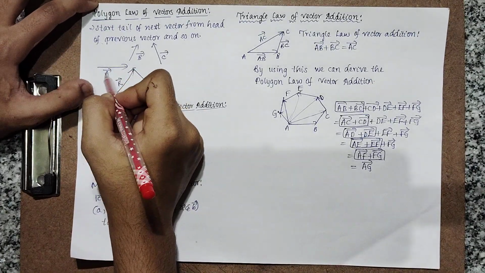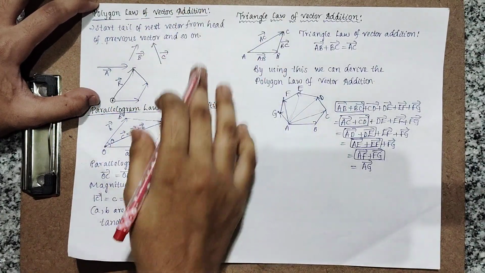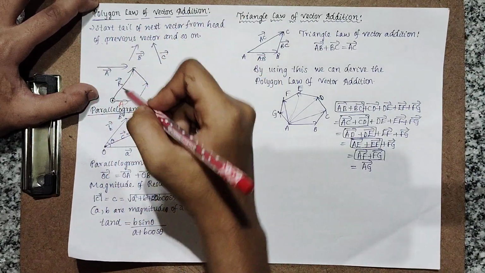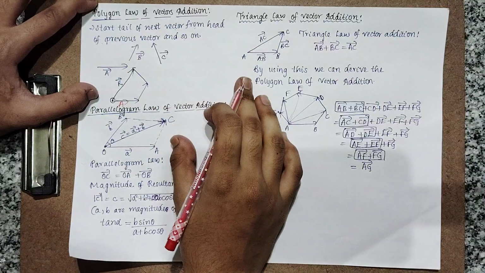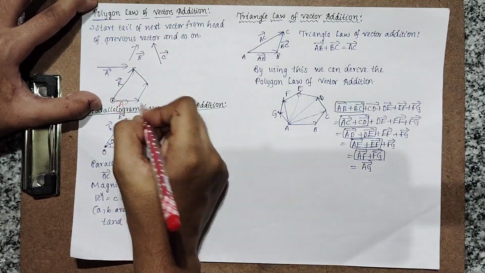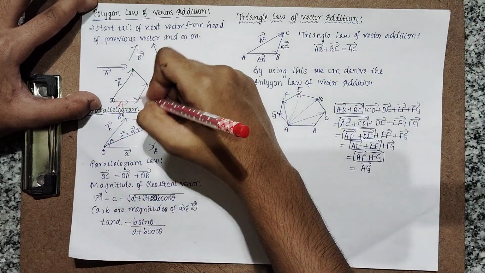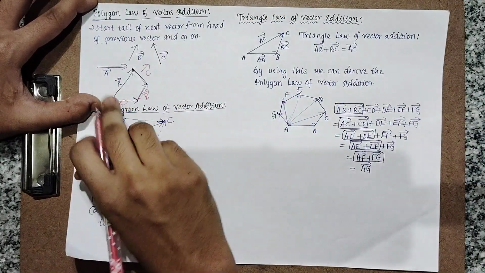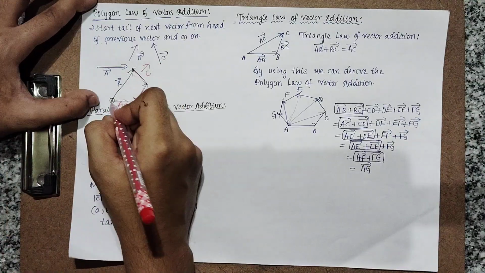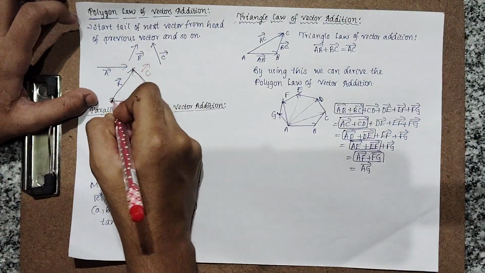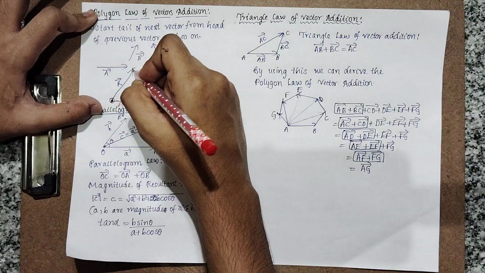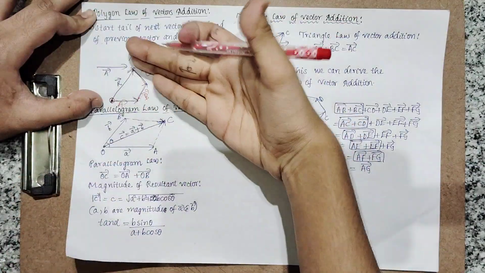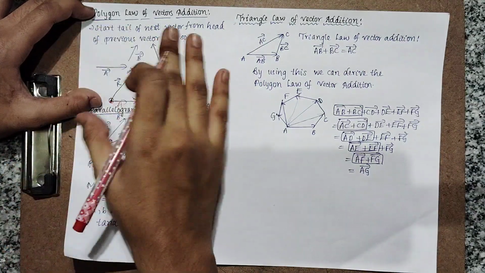Let us suppose this is a vector a bar, this is your vector b bar, and this is your vector c bar. Now we have to start the tail of the next vector from the head of the previous vector. So we start another vector b bar in such a way and another vector c bar in such a way. Now your resultant will be from the head of your first vector to the tail of the last vector.